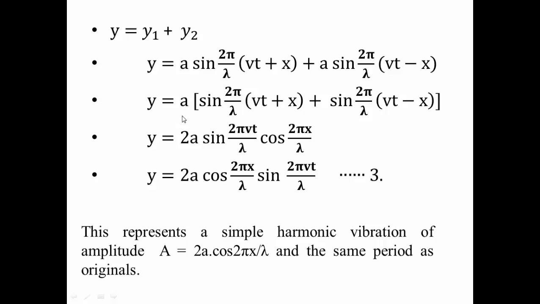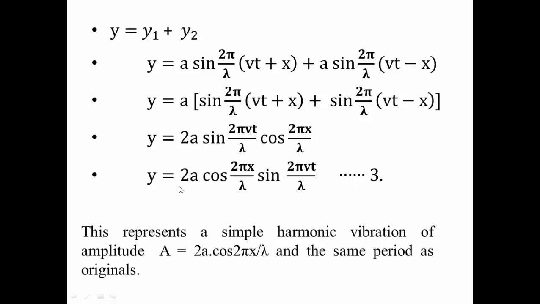Then take a common, and then in the bracket we get this sin a plus sin b, which you can obtain from the log table. There you get this formula, that is y is equal to 2a sin twice pi Vt by lambda into cos twice pi x by lambda. Or y is equal to 2a cos twice pi x by lambda into sin twice pi Vt by lambda.